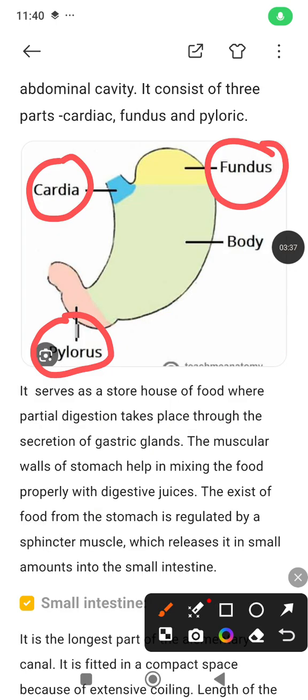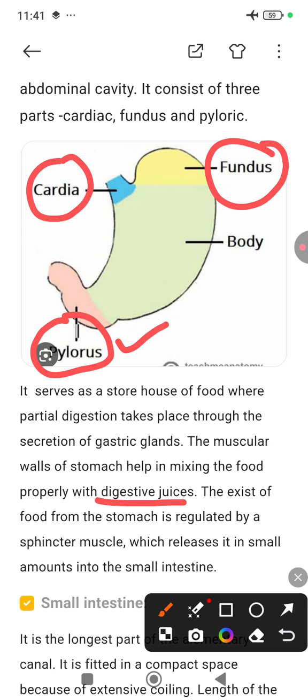Our stomach serves as a storehouse of food, where partial digestion takes place through the secretion of gastric glands. In the wall of the stomach there are lots of gastric glands, from which HCl, that is hydrochloric acid, mucus, and pepsin are secreted. The muscular walls of the stomach help in mixing the food properly with digestive juices.